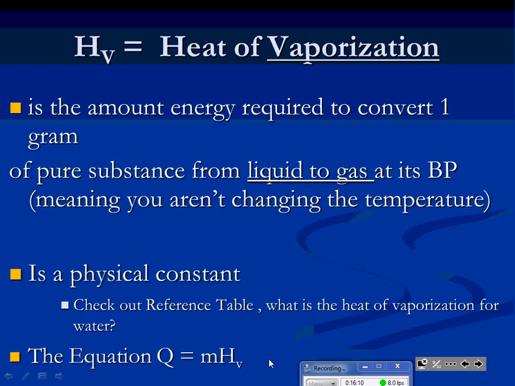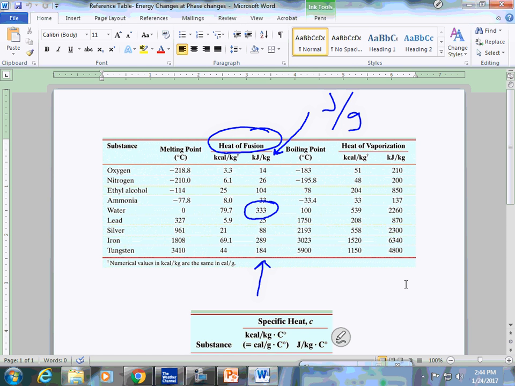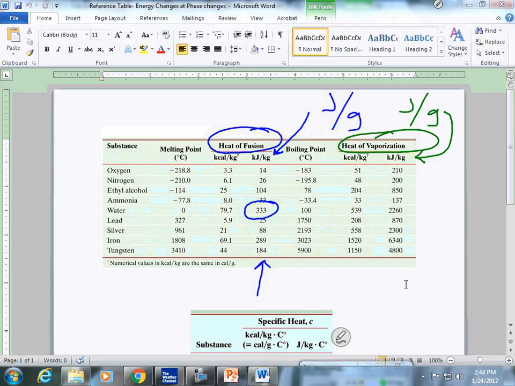So as I'm looking here, I am going to go back to the reference table. Here we go. Here's our handy dandy table. Now once again, here is our heat of vaporization. We have the same problem with our labels, but like we just talked about, that's going to be joules per gram. So make sure you make a note of that. And when we come down here to water, there is our value. So the heat of vaporization of water is 2,260.